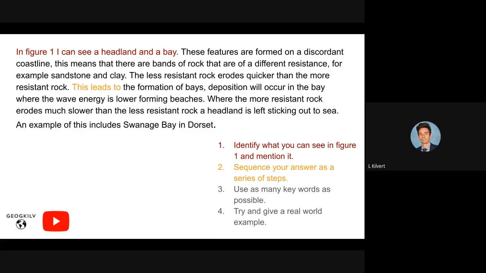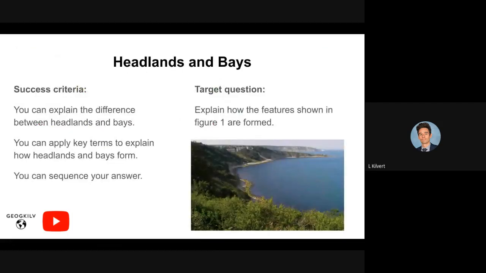Now, there are loads of keywords that I've used in this answer, and I've highlighted them in green on the screen in front of you. You've got discordant, resistant, sandstone, clay, less resistant, bays, deposition, and headlands, okay? Just a whole multitude of different keywords that I can use to show off to an examiner in the GCSE exam just how much I know and how much I understand. And then finally, point 4 is to be able to give a real world example. And the real world example that I've given is from that wonderful picture that I just showed you of Swanage Bay.